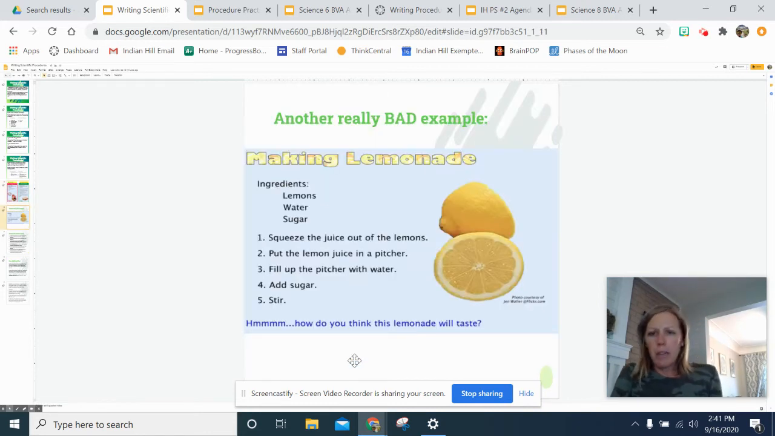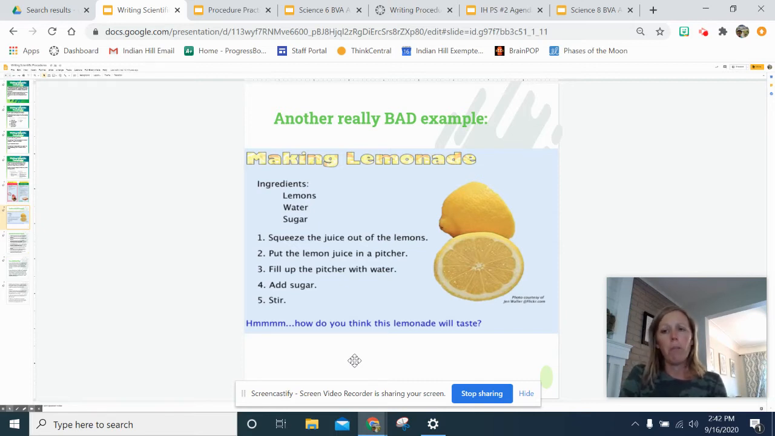Here's another really bad example. Making lemonade. Ingredients, water, lemon, sugar. So think about doing this. 1, squeeze juice out of the lemon. 2, put the lemon juice in a pitcher. I had to sit there and pause and think about this. 3, fill up the pitcher with water. 4, add sugar. 5, stir.